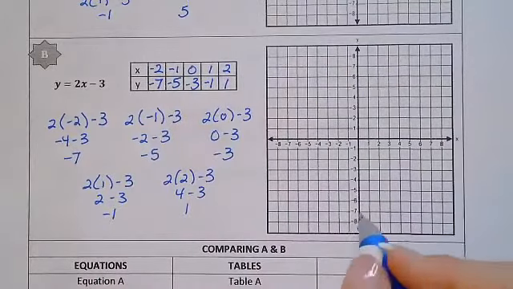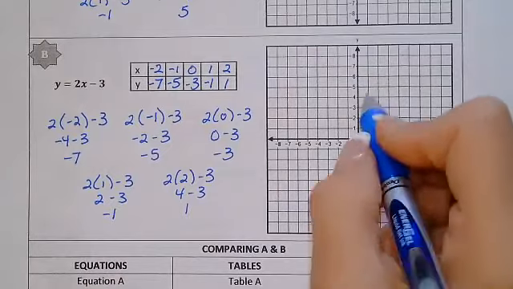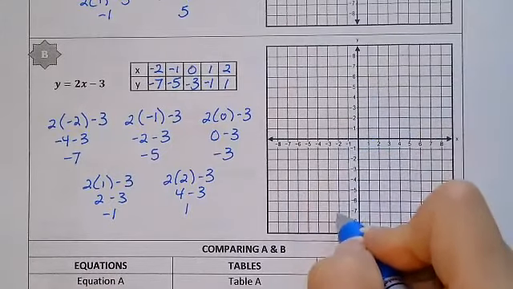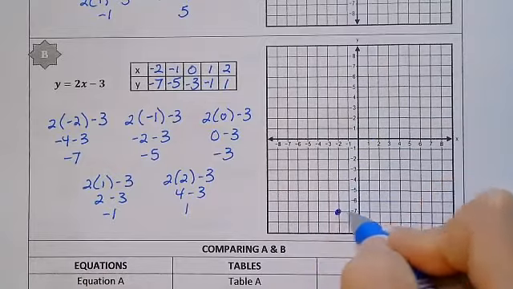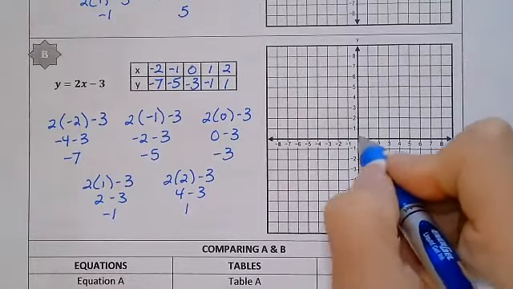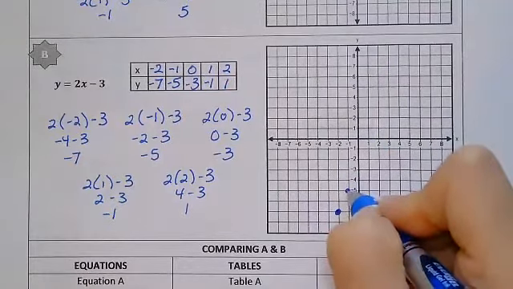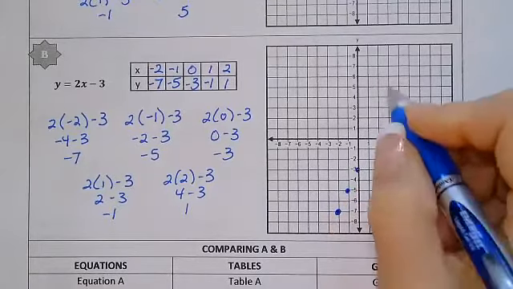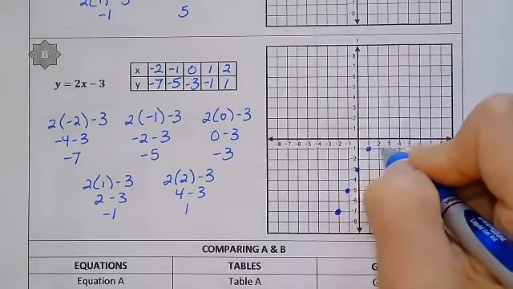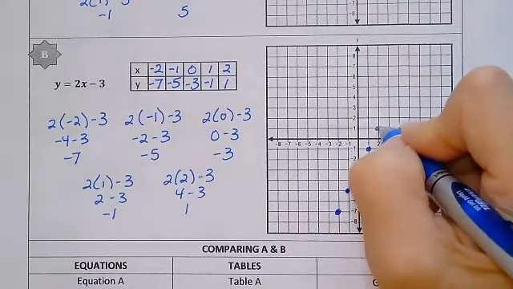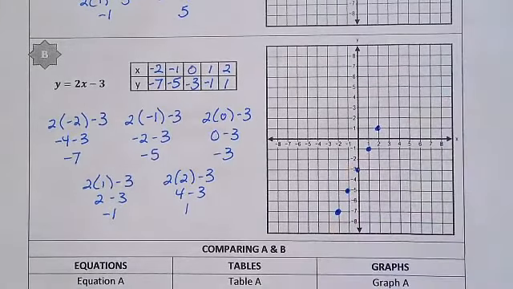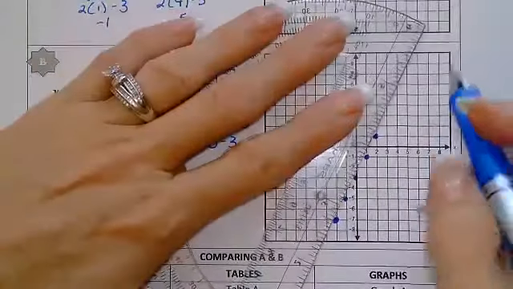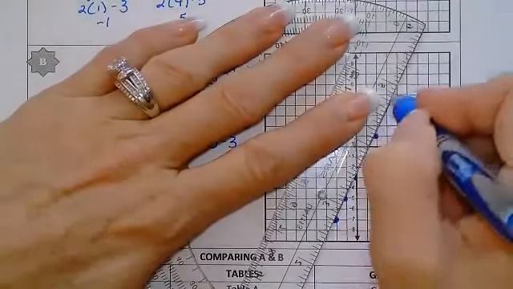Okay, ready to graph. -2, -7. -1, -5. 0, -3. 1, -1. And 2, 1. Okay, graph my line.